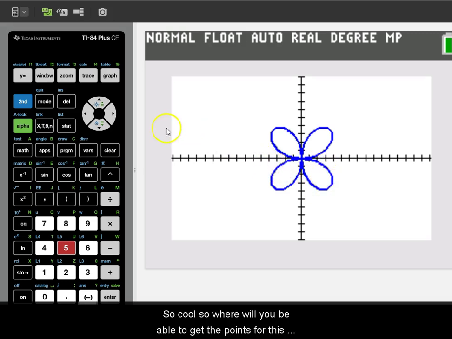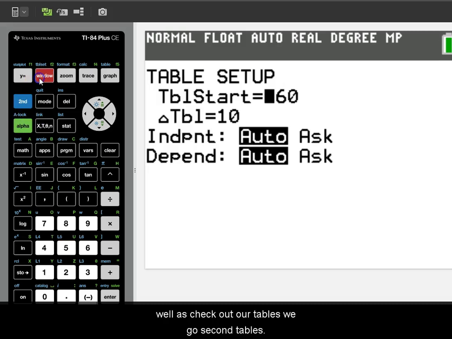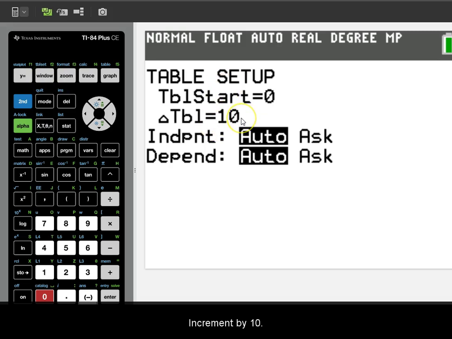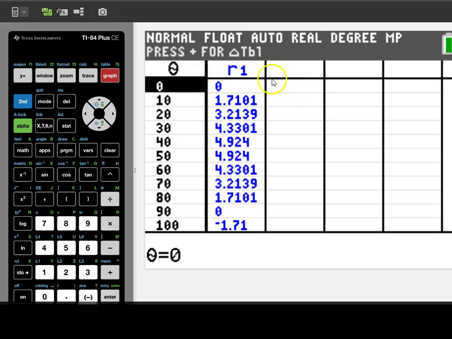So cool. So where would we be able to get the points for this? Well, let's check out our table. So we'll go second table set. Let's start at 0. Let's increment by tens. And then we're just going to shoot over to our table. We're going to start plotting up these points on our polar graph paper. So I will copy these into the notes so you can see them, and then I'll give you an opportunity just to plot those points. So carefully plot all those points, and we'll see the polar rose.